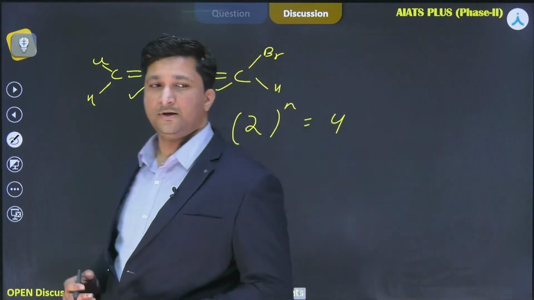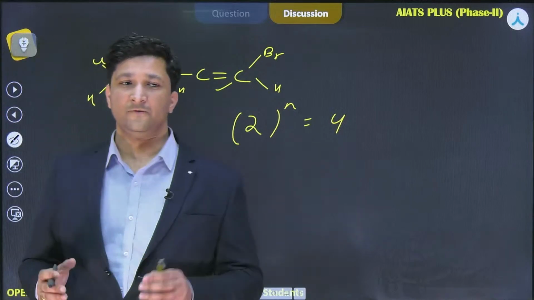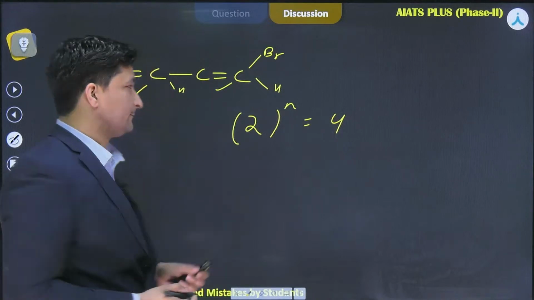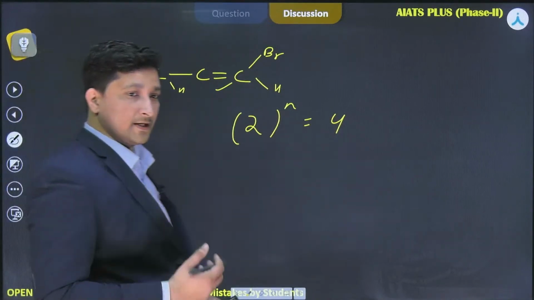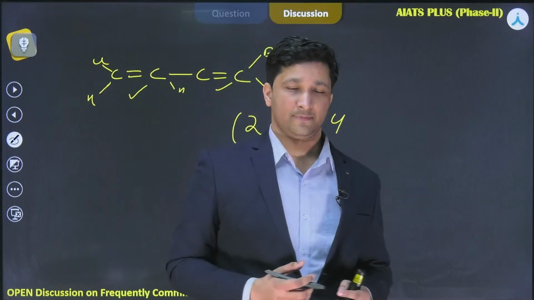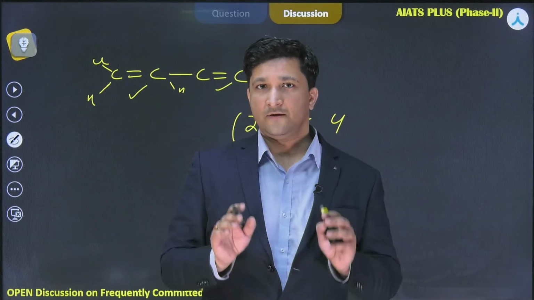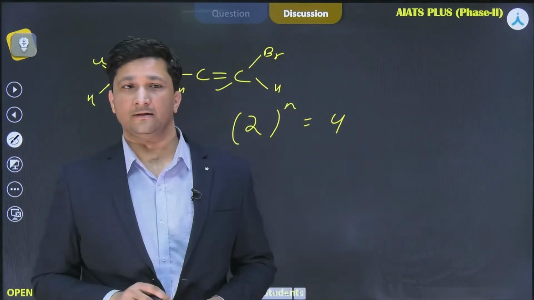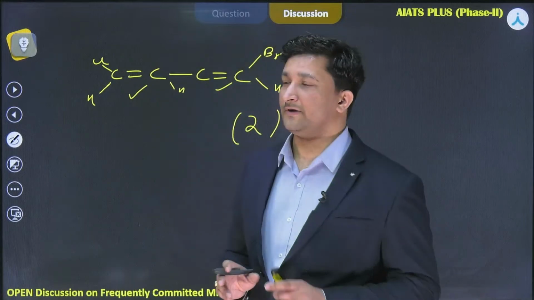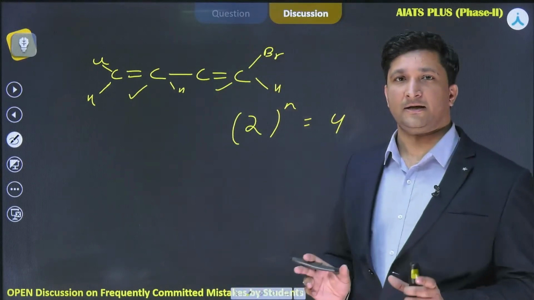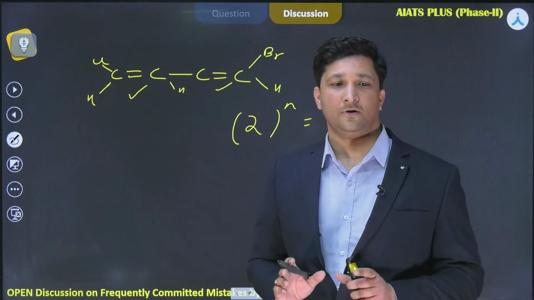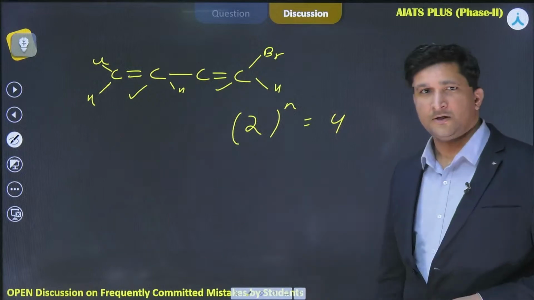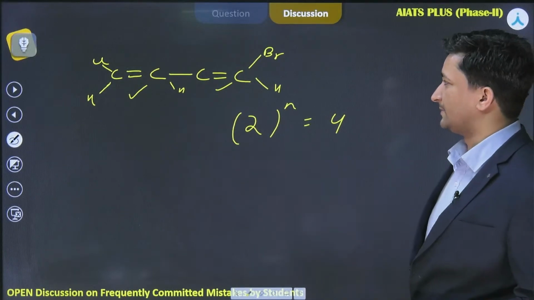You can even find out how many geometrical isomers will be formed for a given substance. Suppose I increase one more carbon, then one more double bond is there, and it will become 2 to the power 3. But you have to look at the structure always, that it should not be symmetrical. You have to find out whether geometrical isomerism is possible for that part of the double bond or not. Is this clear to all? Now let's move on to the next question. So this was all about geometrical isomerism.